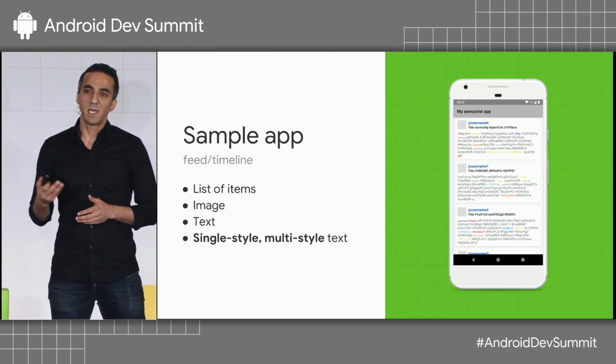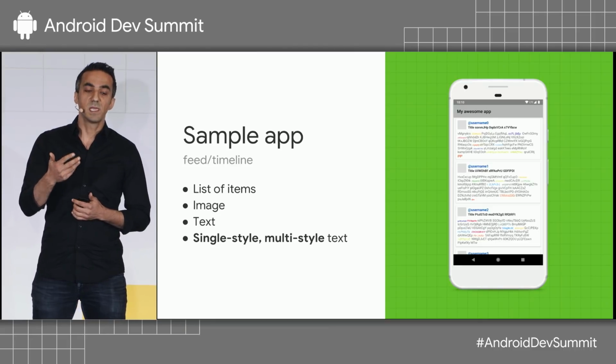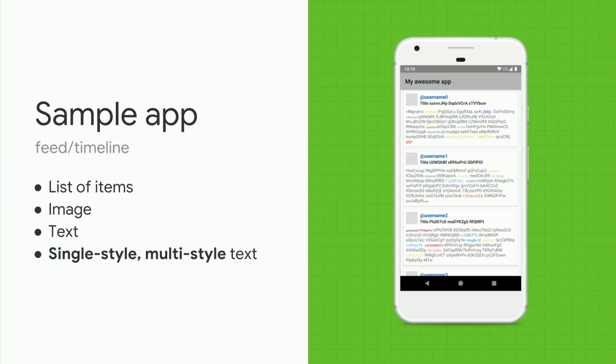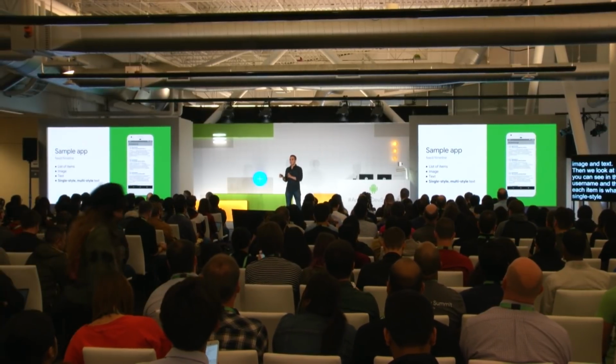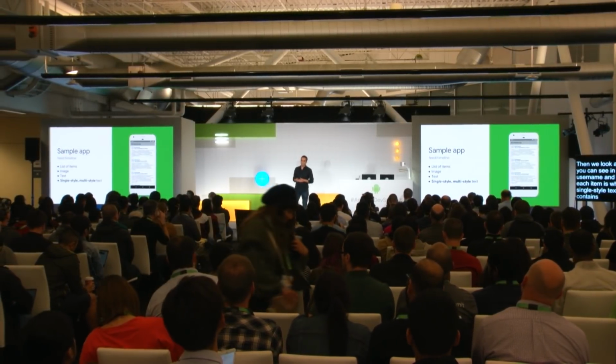When we look at the text, as you can see in the picture, the username and the title for each feed item is what we call single style text. And the content contains text that has different colors, text sizes, fonts, etc.